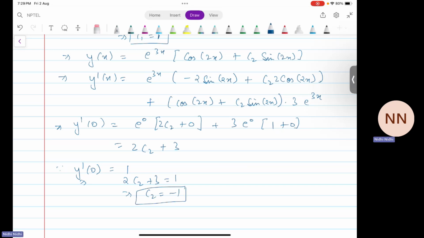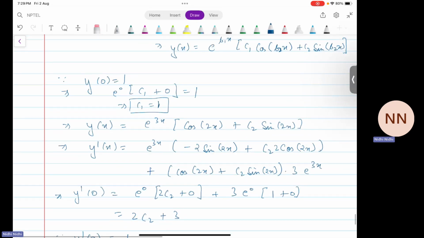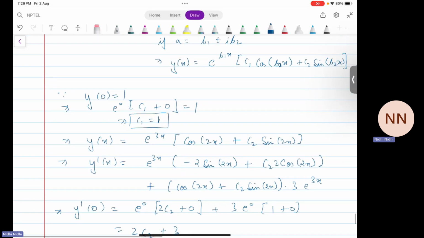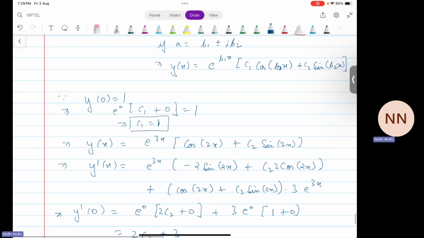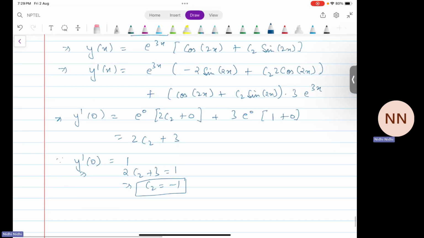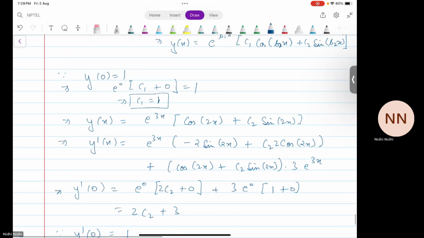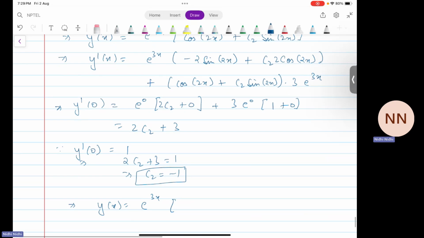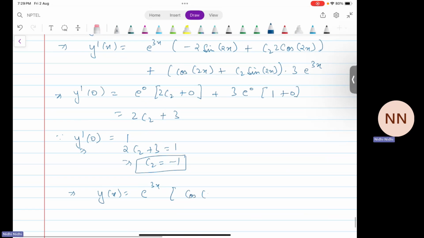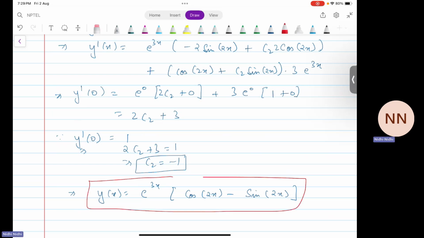Therefore, putting the values of c1 and c2 in the expression for y given in equation 2, we get y(x) is equal to e power 3x times cos 2x minus sin 2x. So this gives us the particular solution.